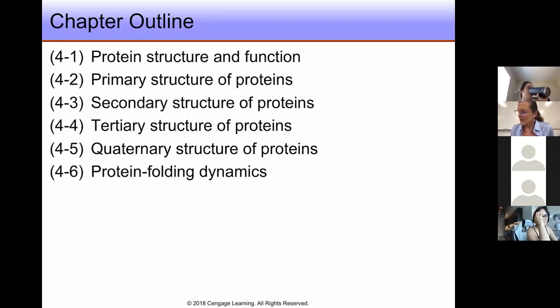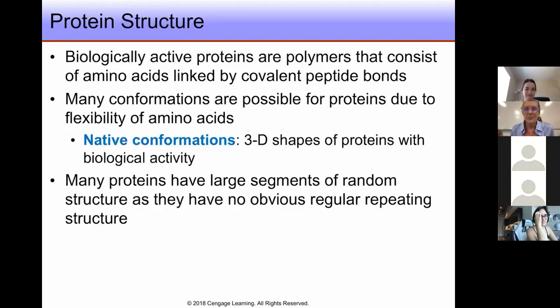We're going to talk about protein structure and function: primary structure of proteins, secondary structure, tertiary, quaternary, and then protein folding. I love protein folding. I love all of it actually.